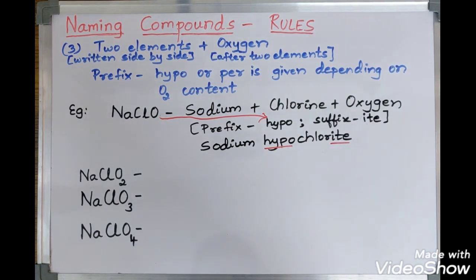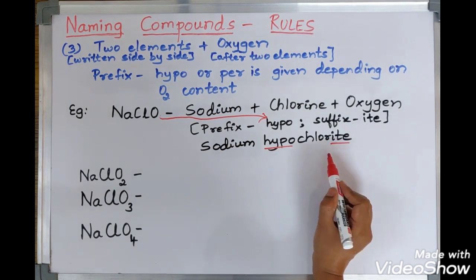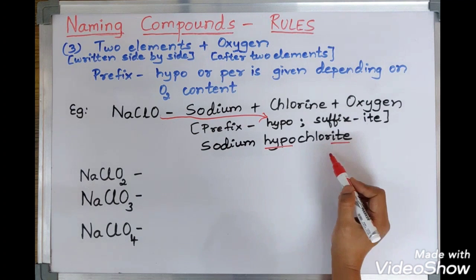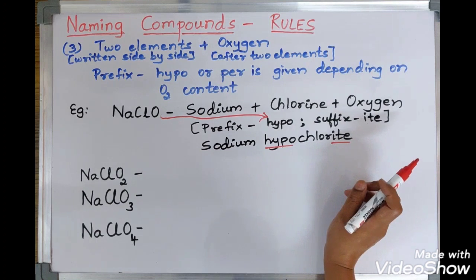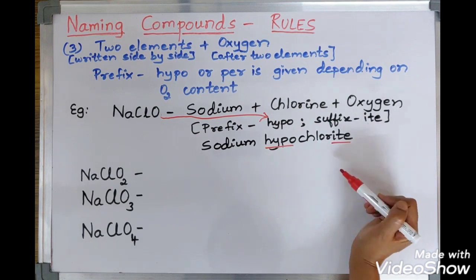Now you all are familiar with this particular compound, sodium hypochlorite, as it is recently in use. You know that this particular compound is used as a disinfectant and it is used by the BBMP, which is sprayed through tunnels, only 1% of it, as a disinfectant to contain coronavirus. So it is very much in the news and you are familiar with this compound. So according to this rule, we have 1 oxygen atom, so the prefix is hypo, the suffix is ITE.